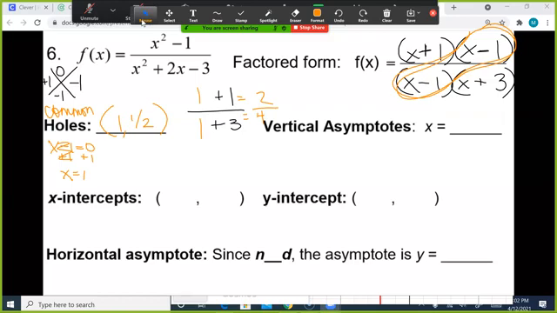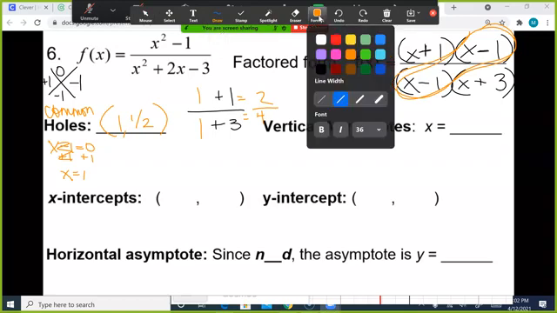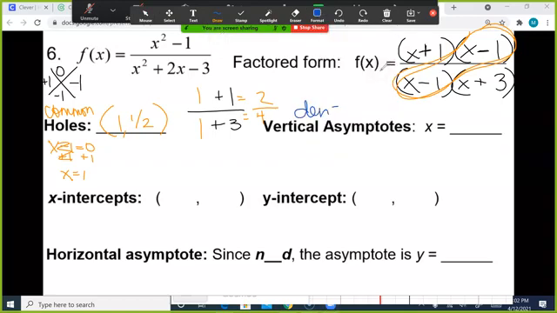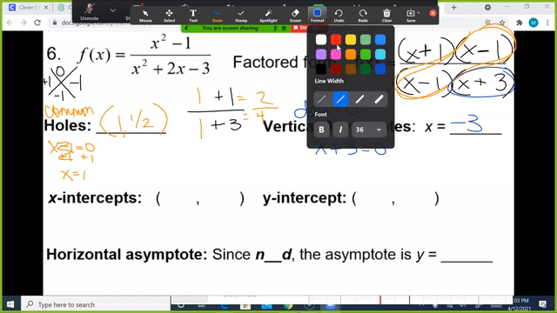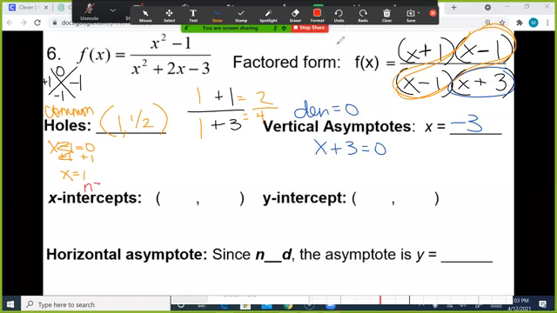Again, everything else is the same. Vertical, you would look at the denominator. So I'll go ahead and write it one last time, and I'll just leave it here. So denominator equal to 0 would be negative 3. Make sure you type in the x equals. X-intercept is the numerator equal to 0. So the numerator is just x plus 1. So x plus 1 equal to 0 is negative 1, 0.